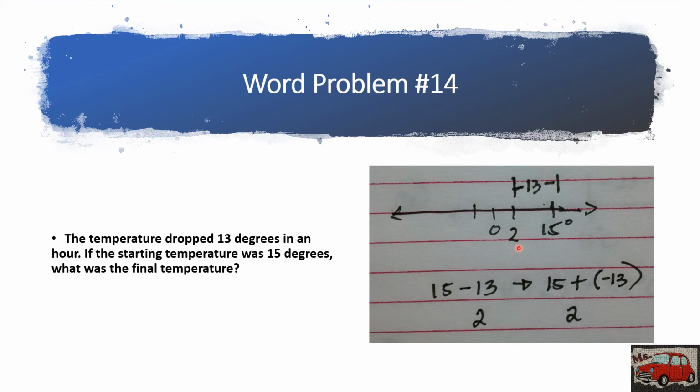Alright? So, if we do the operation, the keyword there is drop. So, the operation is subtraction. So, we have 15 minus 13. So, it's just easy, right? It's 2. But again, if we apply the principle that subtracting integers just means adding the opposite, subtraction will become addition, and then the opposite of positive 13 is negative 13. Okay? So, 15 plus negative 13, the answer is 2.